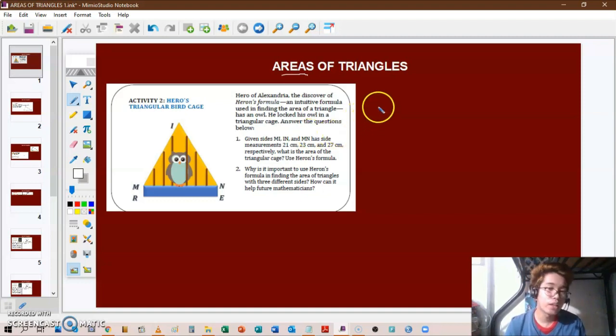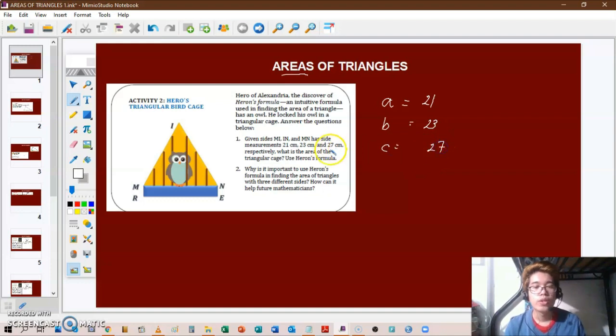To do that, we have to write the three sides. Side A could be MI, so that's 21 centimeters. Side B could be side IN, so this is 23 centimeters. And side C could be side MN, so this is 27 centimeters. Using Heron's formula, we can solve for the area of this triangle.